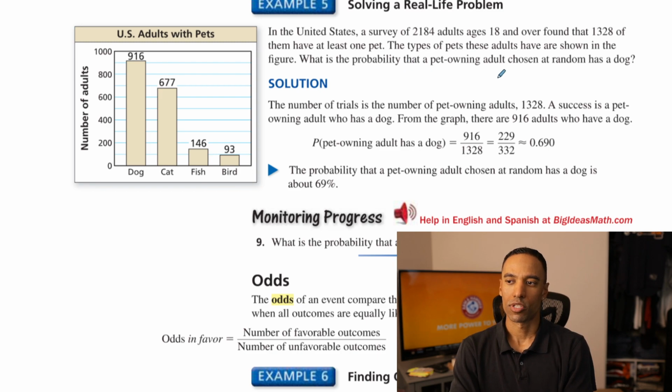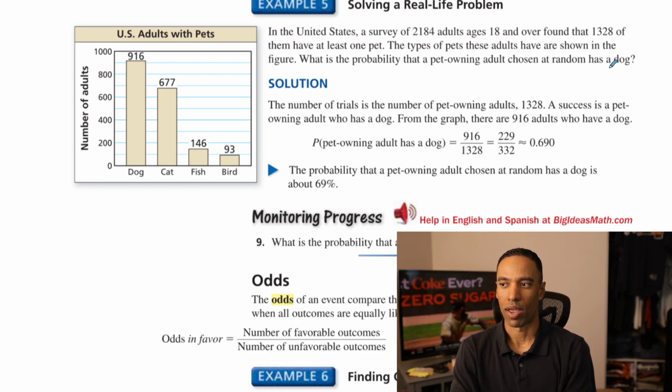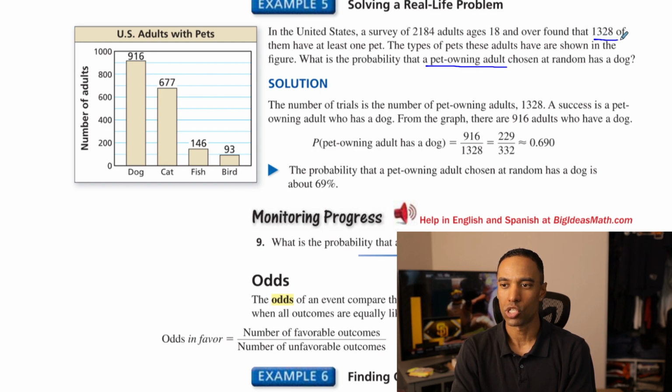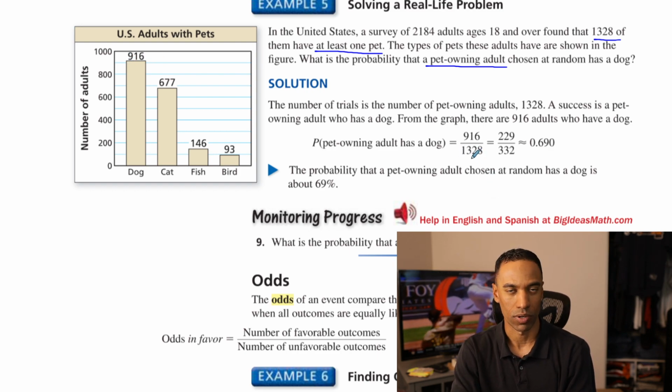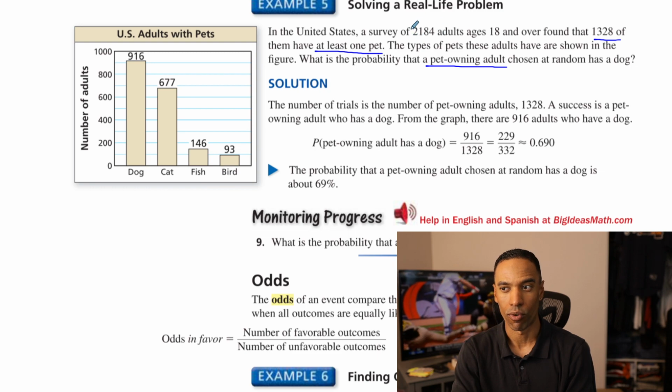So notice they say, what's the probability a pet-owning adult chosen at random has a dog? They say a pet-owning adult, and they say 1,328 of them have at least one pet. So you're not looking at this number here. You're looking at this number here when it comes to the division. Now, there are 916 dog owners out of the 1,328 pet owners, not 2184.